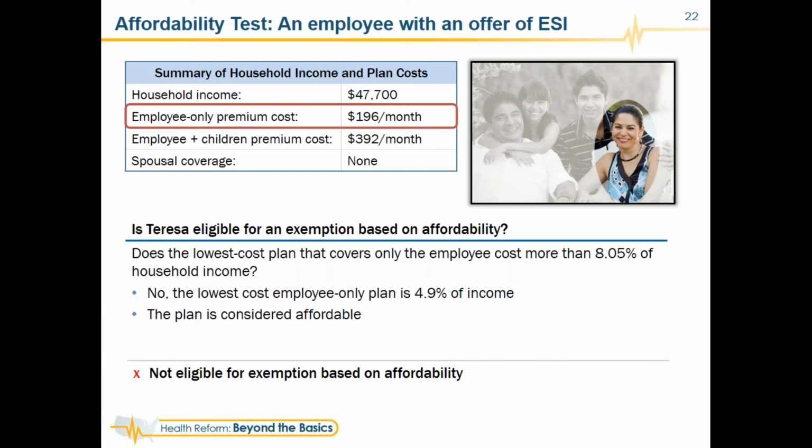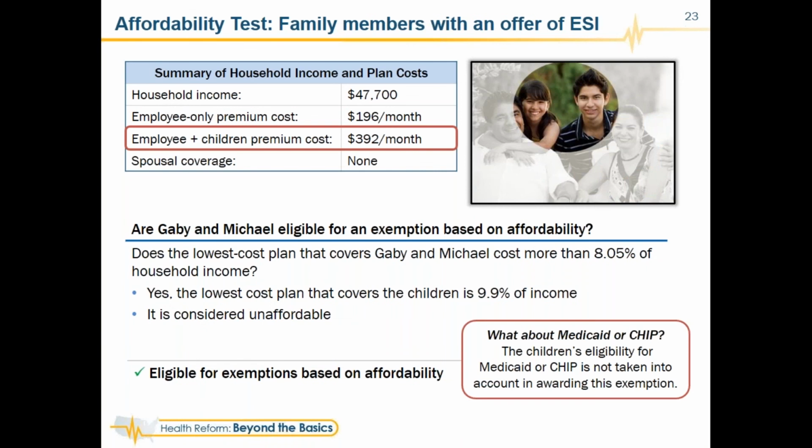For the kids, we would look at the cost of family coverage, and we wouldn't need to subtract out Teresa's cost, or subtract out the $195 for self-only coverage. We just look at the whole cost of the employee plus children plan, and that lowest cost plan is 9.9% of income. And since it's more than 8.05% of income, it is considered unaffordable, which means that the kids would qualify for an exemption.